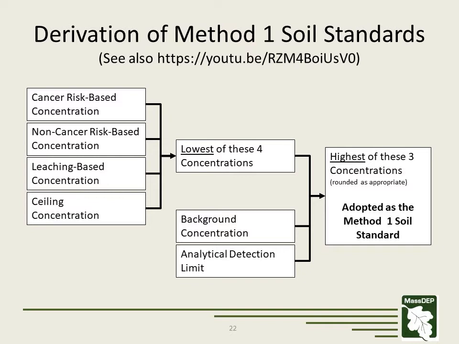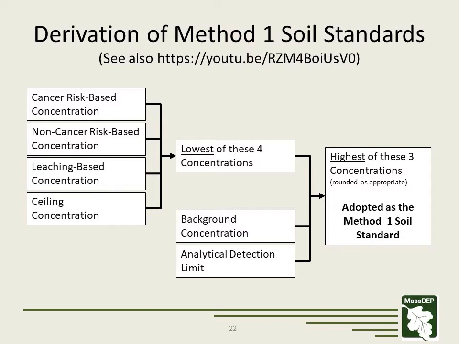Starting over at the left, we look at the cancer and the non-cancer risk-based concentrations for the chemical of concern. Since we're now looking at soil, these calculations will take into account the amount of soil incidentally ingested by a child or an adult. It will also look at dermal contact, how much of the material that's in the soil can move through the skin barrier. Next, we look at a leaching-based concentration. So this would be a value in soil calculated to be protective of whatever the underlying groundwater standard will be. And then, as always, we have a ceiling concentration to ensure that the calculations don't result in a concentration that would be so high that it would represent a gross contamination level.